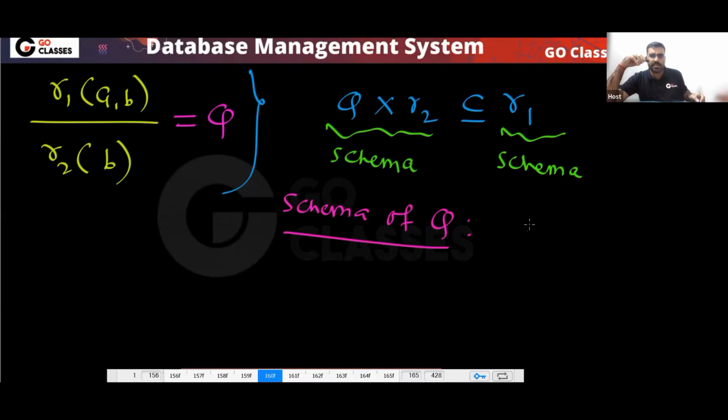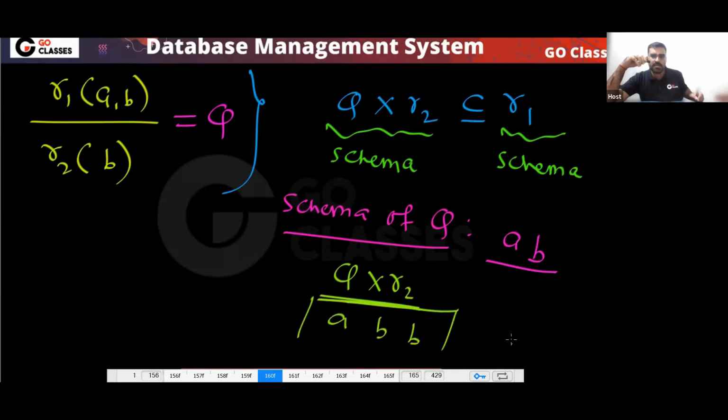So can I say the schema for Q will be AB? If this is the schema for Q, then what will happen? Then this will become A, B, B. So definitely this is wrong. Yes or no? Agree or not? This will become wrong. So definitely this is not the schema.